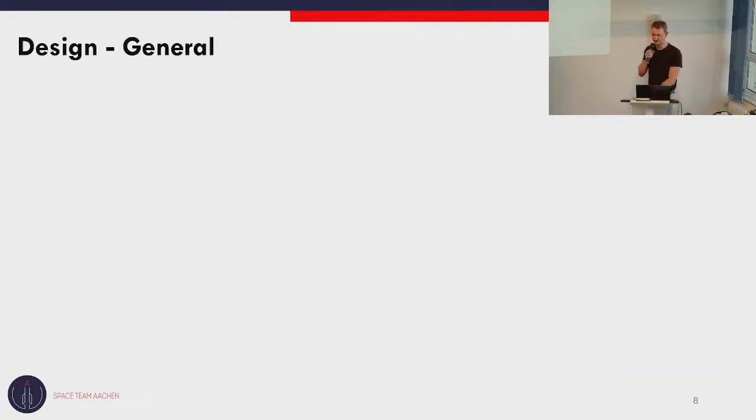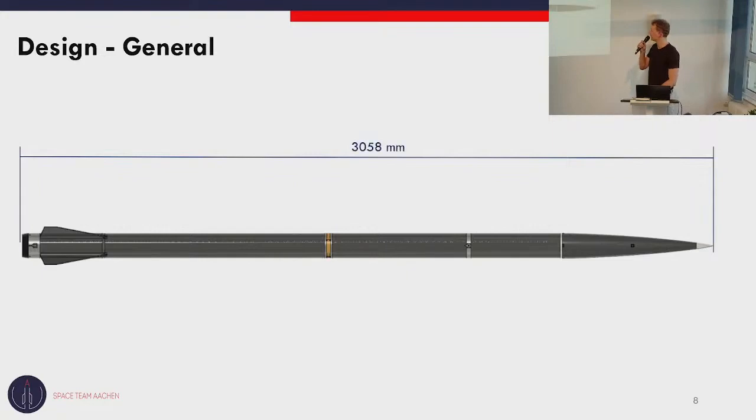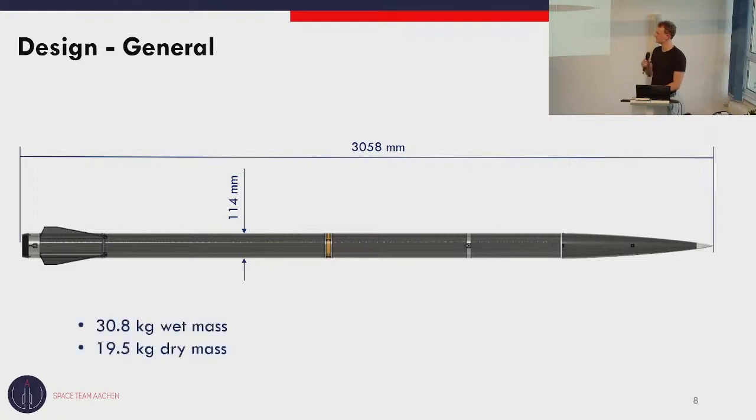So let's go to the design in general. That's the rocket. The rocket will be 3 meters in length, and we will have a diameter of 11.4 centimeters. Our wet mass, so that's basically the mass with the propellant, will be around 31 kilograms, and the dry mass without the propellant will be around 20 kilograms.